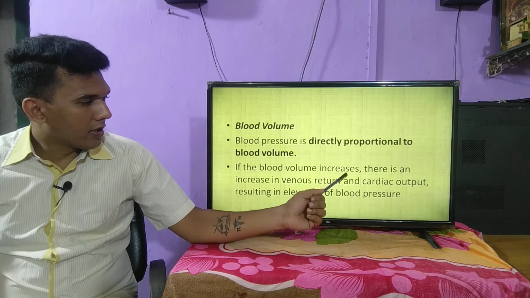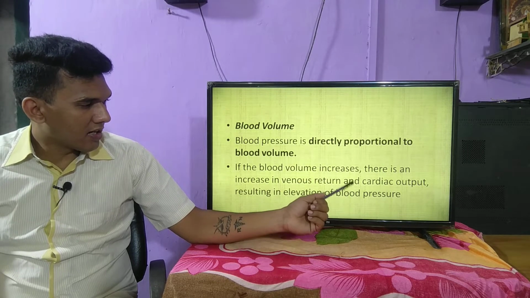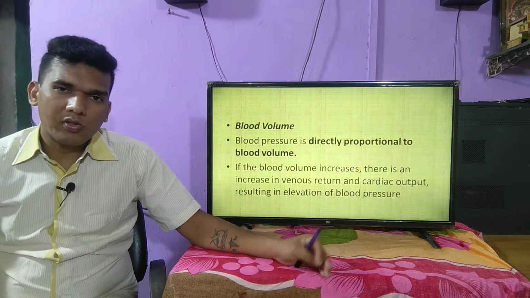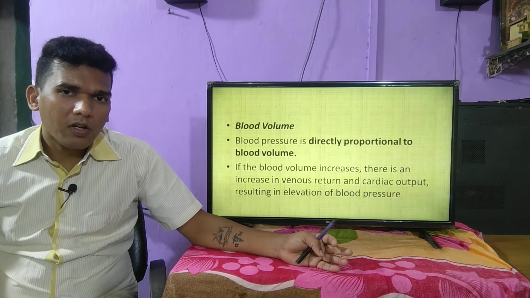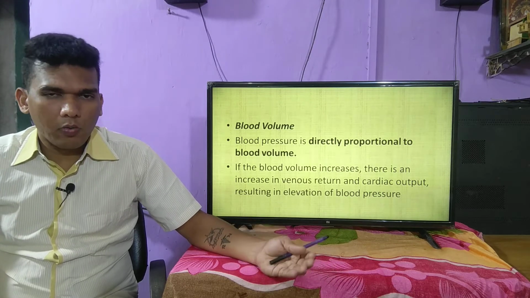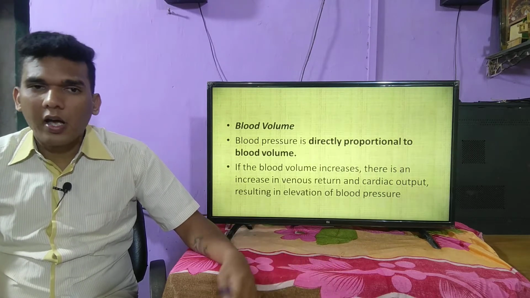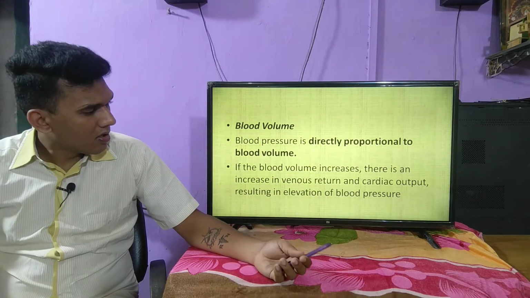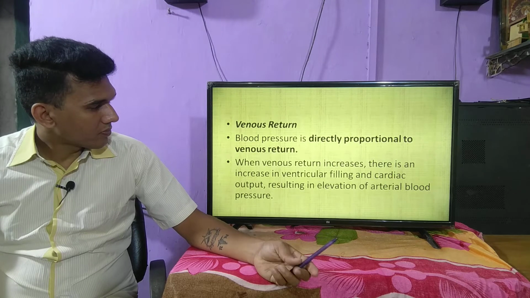If the blood volume increases, there is an increase in the venous return and cardiac output, resulting in elevation of the blood pressure. Obviously, when there is more blood in the body, more and more blood will be given back to the heart as venous return, and more blood will be pumped out, and that will cause an increase in the blood pressure.